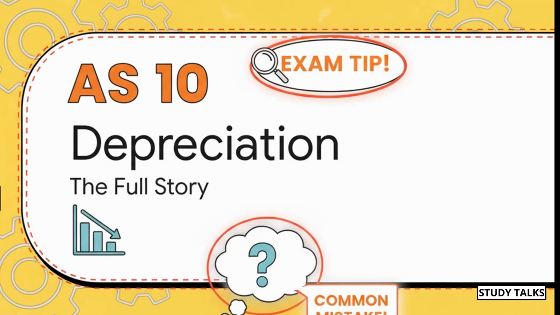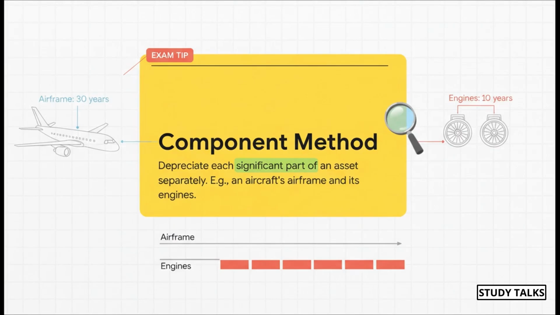All right, let's switch gears and talk about depreciation. Now, I know what you're thinking, depreciation, I know this, but trust me, AS-10 has some specific nuances and rules that are designed to catch you out in an exam if you're not paying attention. And here's a really big one, the component method of depreciation. The rule is this: if an item of PPE is made up of different parts, and the cost of those parts is significant compared to the total cost, you have to depreciate each of those parts separately.